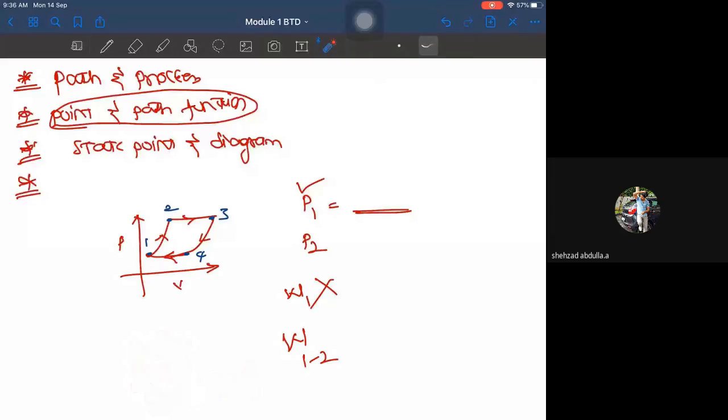So 1 to 2 is this one, 2 to 3 is this one, 3 to 4 is this, and 4 to 1 is this. That is how you will calculate the work done. Or it comes with the heat flow also.